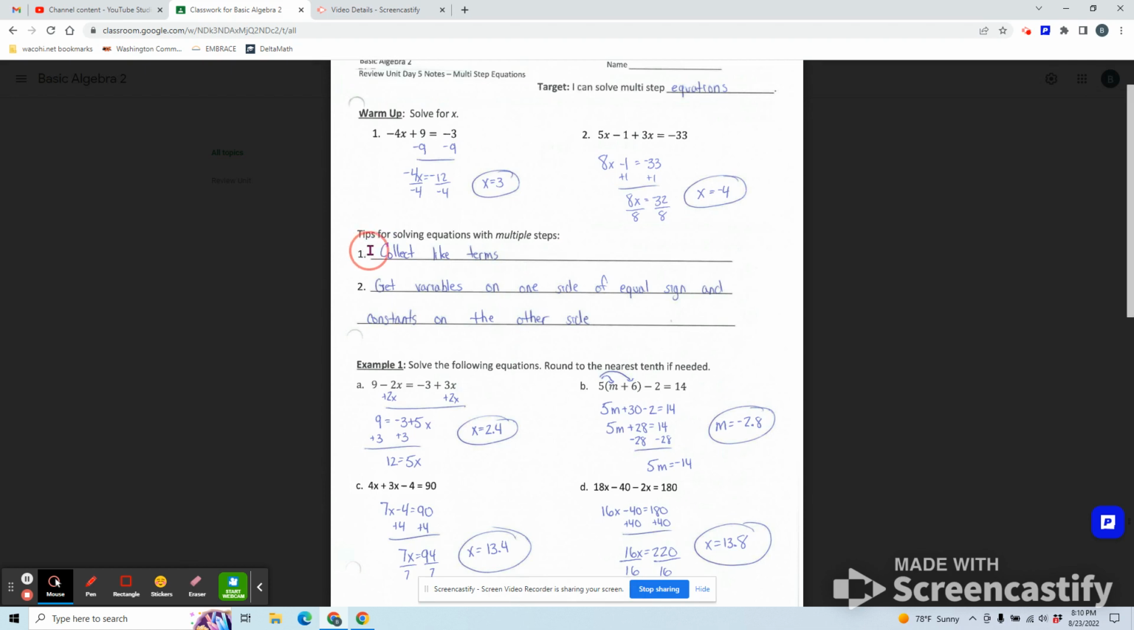Collect like terms if you have them. Okay, you can use a highlighter and highlight the like terms. You can underline them. You can box them. You can triangle them in, whatever you want.